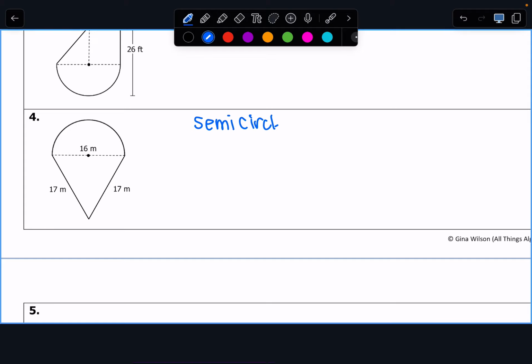Okay, we have a semicircle plus a triangle. Now, our semicircle. What's the radius of our semicircle? 60, times height divided by 2. 8. So we have 1/2 pi r squared. Okay, I'm gonna just write that. I'm not putting anything in my calculator yet.